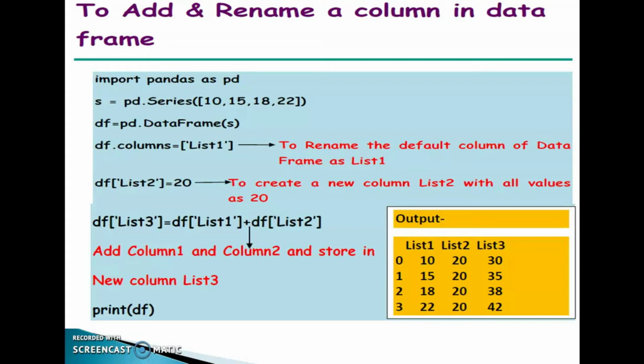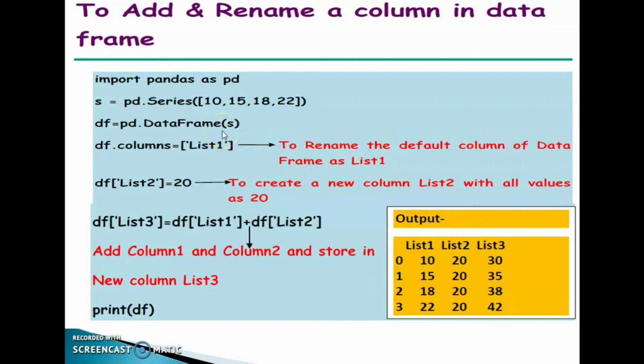To add and rename a column in a data frame. Import pandas as pd. S is equal to pd.Series 10, 15, 18, 22. This s is a series object. By using the series object, we created a data frame object. df is equal to pd dot DataFrame of s. We pass this series to the data frame. Df dot columns is equal to list 1, to rename the default column of the data frame as list 1.